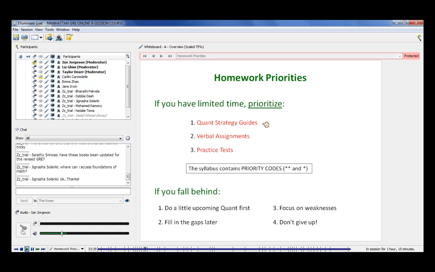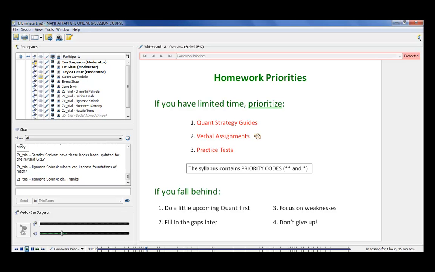So that means that if you do nothing else, get through the quant strategy guides that are assigned every single week. Get through that first. And there'll be priority codes next to different items, and that'll get a star every time you work through a quant strategy guide. Also very important, of course, are the verbal assignments, but if you need to put off a verbal assignment so that you can get through the math, for most people, that's probably a better choice.